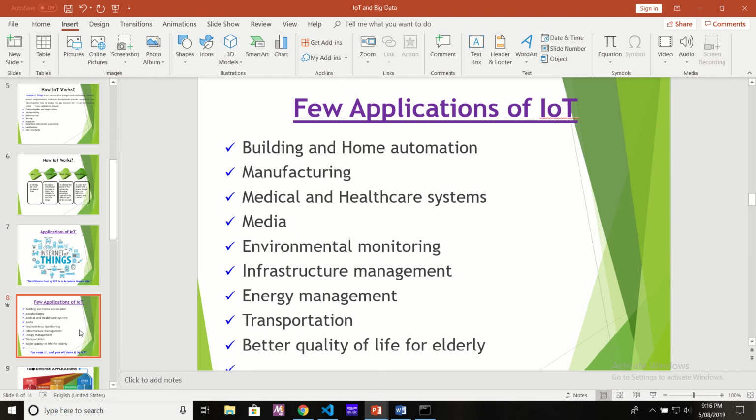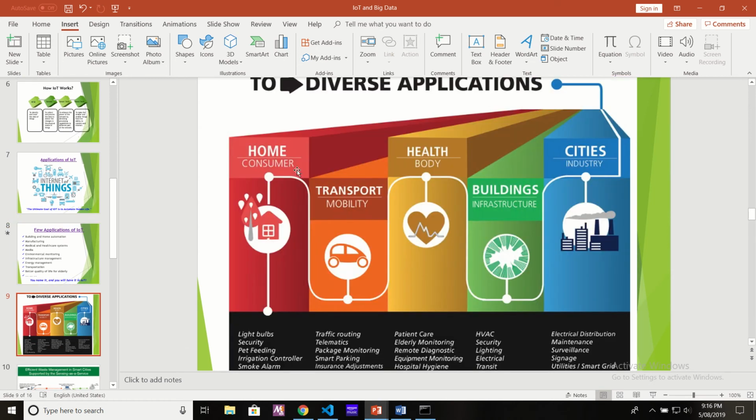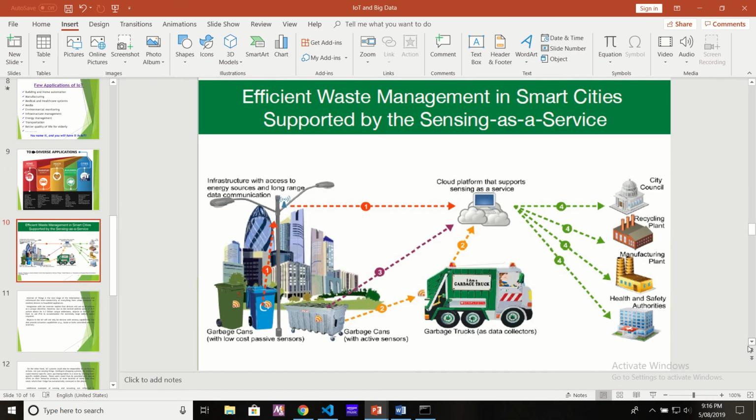There's no time being wasted there. Manufacturing and environmental monitoring, infrastructure management, energy management, transportation, better quality of life for the elderly. So these are a few of the diverse applications: home, consumer, transport, mobility, health, body, buildings, infrastructure, cities, industries. Okay. Efficient waste management in smart cities supported by sensing as a service. Garbage cans and sensors. Okay, there are so many examples.